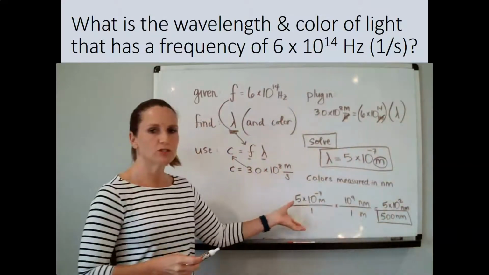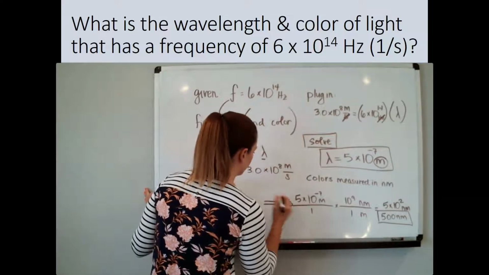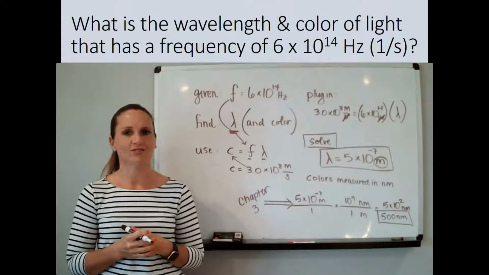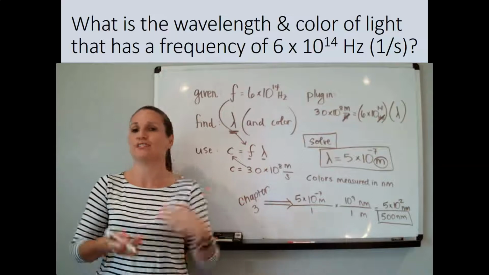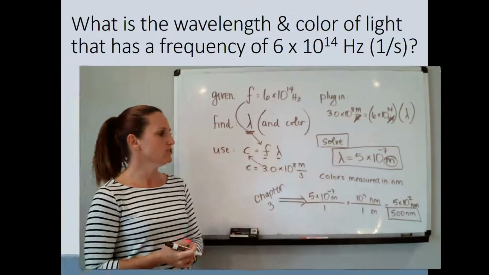Now, how are you supposed to know how to do this? This is chapter 3, my friend. The sad news about chemistry is once we learn something, we're never allowed to forget it. We have to use it for all of the chapters. So we learned how to do dimensional analysis. We know how to convert meters to nanometers. So there we go, 500 nanometers.